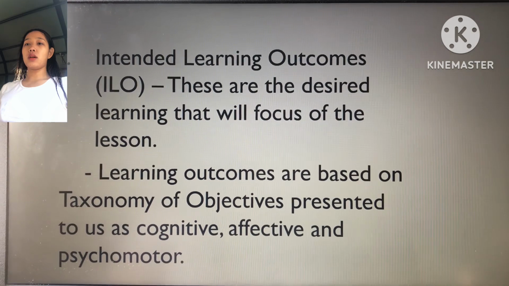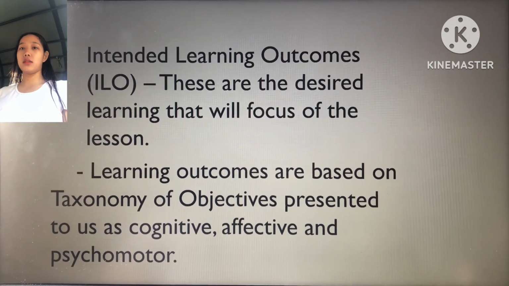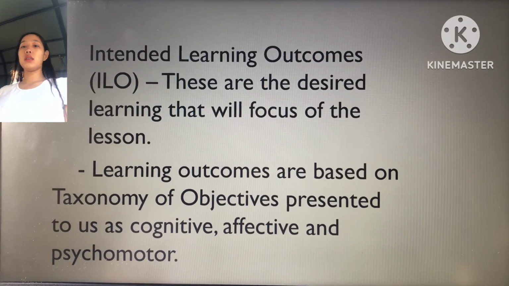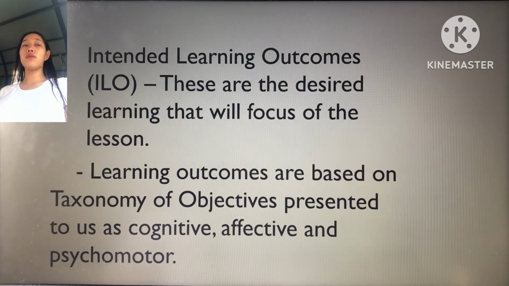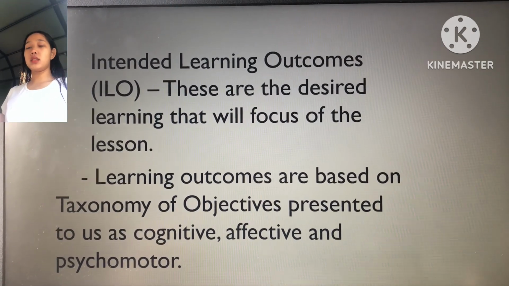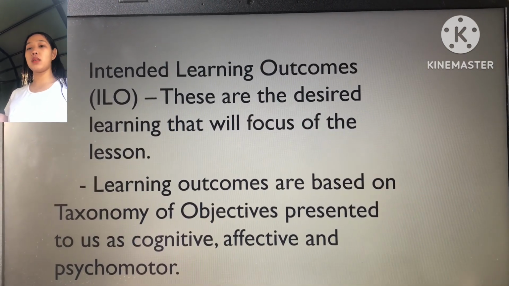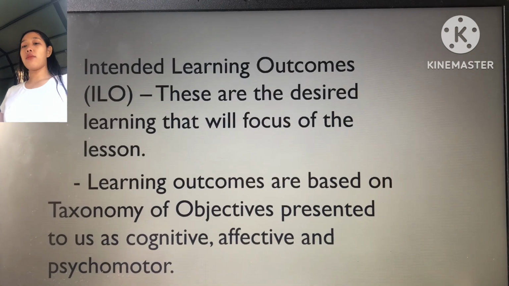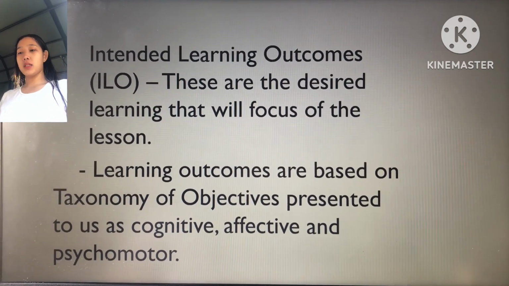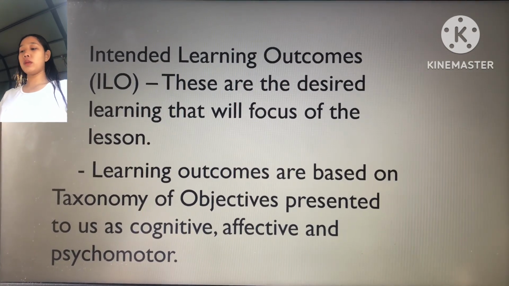Intended learning outcomes. These are the desired learning outcomes that will be the focus of the lesson. When we say intended learning outcomes, they come from the outcomes of students based on their learning. Learning outcomes are based on the taxonomy of objectives presented to us as cognitive, affective, and psychomotor. So these three parts of objectives will be discussed further.